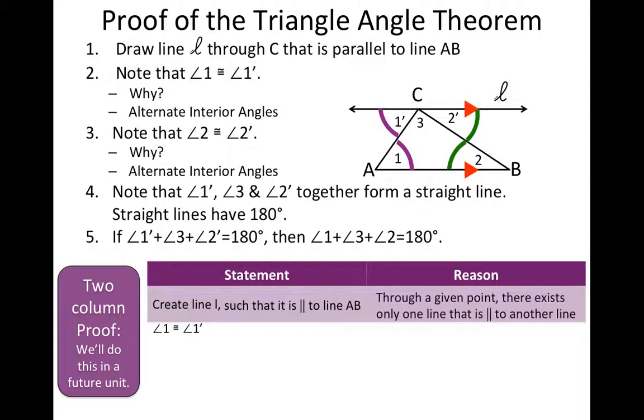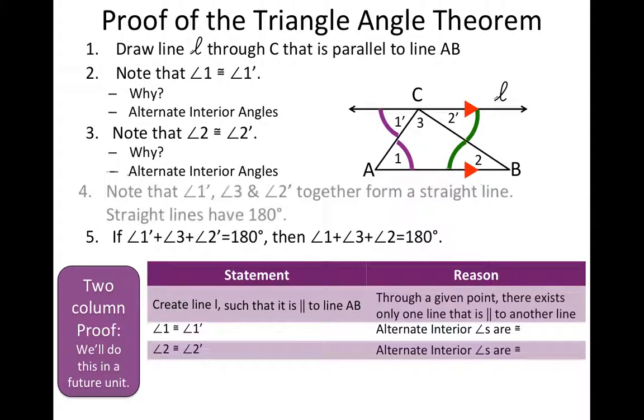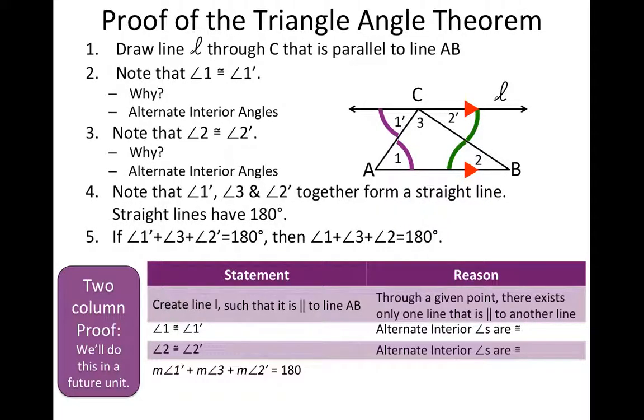Next, I'm going to say that angle 1 is congruent to angle 1 prime. Why is that? Because they're alternate interior angles. I'm going to do the same thing with angle 2 and angle 2 prime. They're congruent. Why? Because they're alternate interior angles. Next, I'm going to note that the measure of angle 1 prime plus the measure of angle 3 plus the measure of angle 2 prime equals 180 degrees. And that's because of the angle addition postulate. An angle equals the sum of its parts.